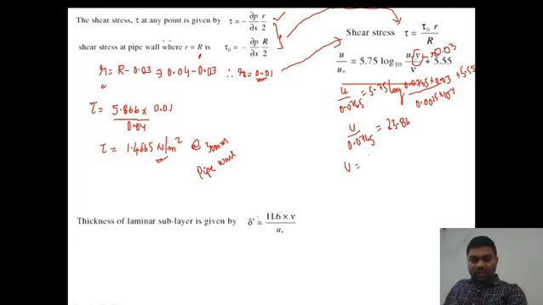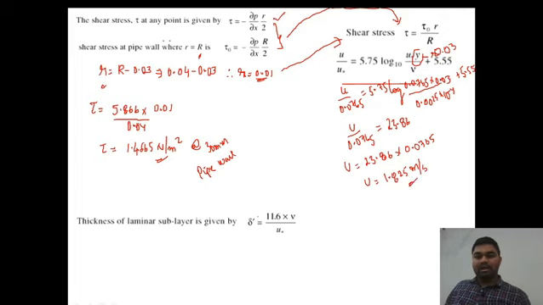So, the final value of u will be 23.86 into 0.0765. The value of velocity at 30 mm from the pipe wall is 1.825 meter per second. This is the velocity at 30 mm from the pipe wall, and this is the shear stress at 30 mm from the pipe wall.